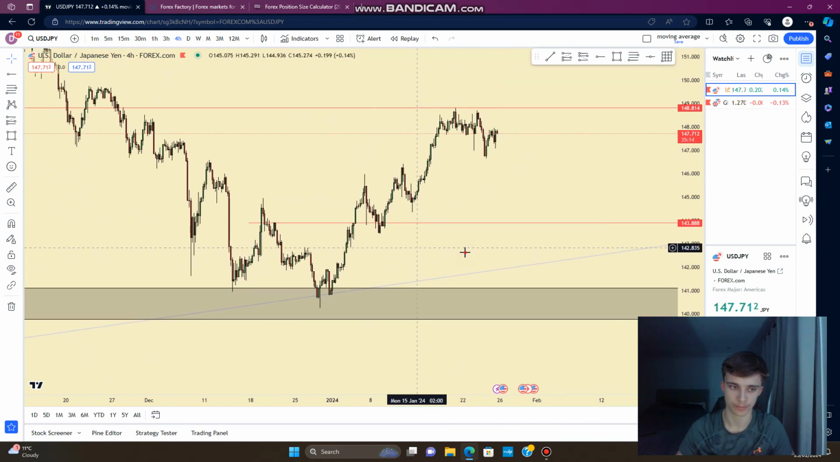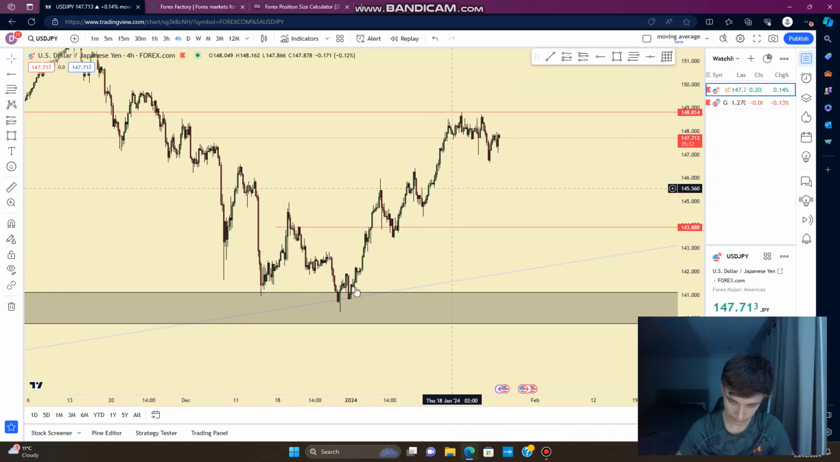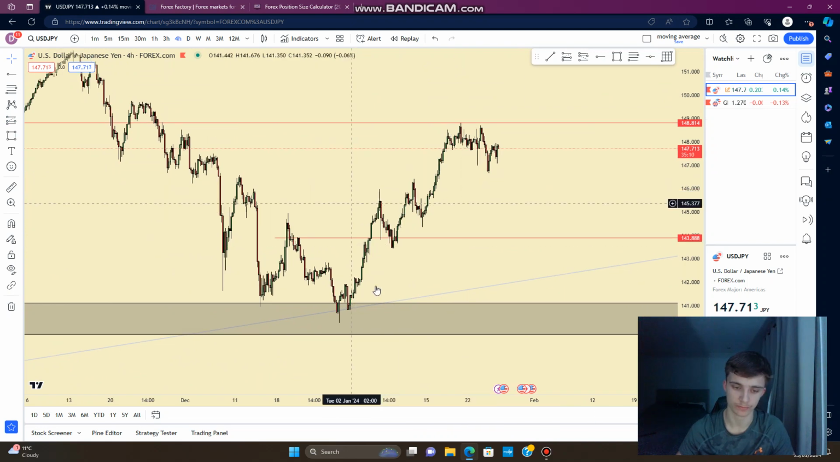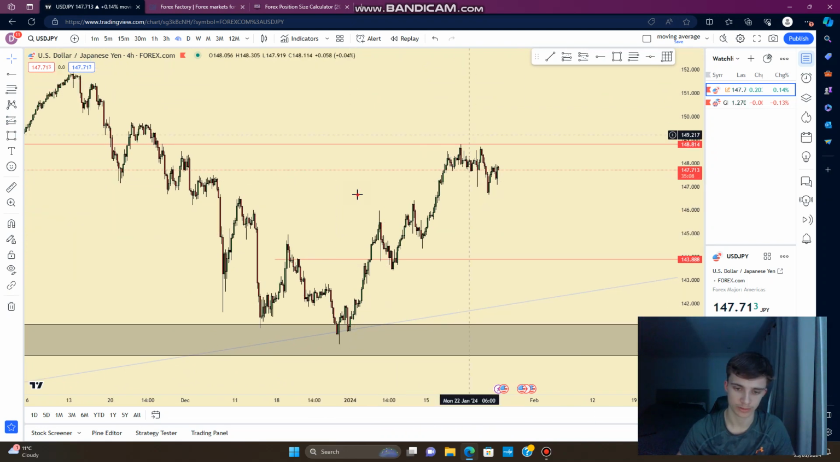Analyzing the chart properly. We're still respecting this trend line. We're still moving up. We came from making a lower low to making a higher high.